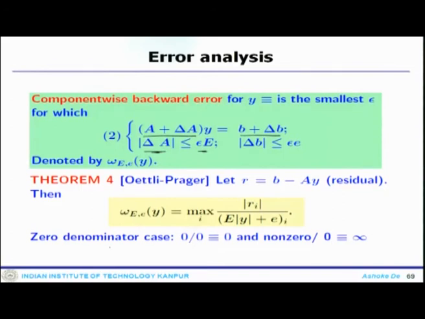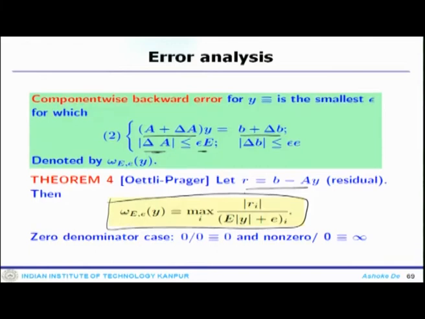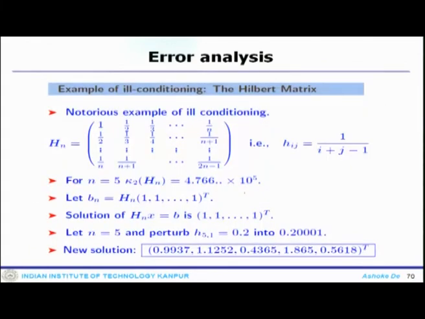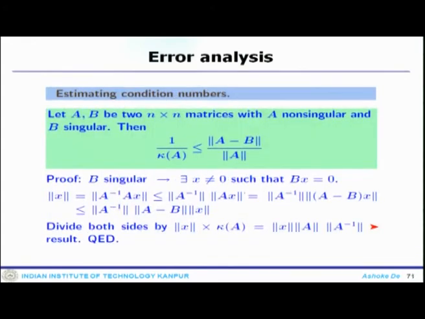And the theorem says that if r is b minus A y, which is the residual, then w(y) satisfies the maximum of this calculation. Now, you can have an example of an ill-conditioned system, but we may skip that. Now, this is an estimation of the condition numbers.